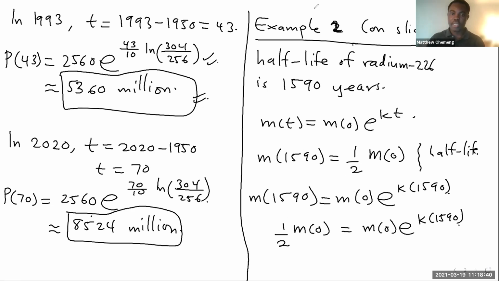What I see here is that I can cancel out the initial mass. That leaves me with half equal to e to the 1590k. At this point, I try to solve for k. How will I do that? To see what I'm going to do, I will need to move on to the next slide. So please do let me know if you need more time here.